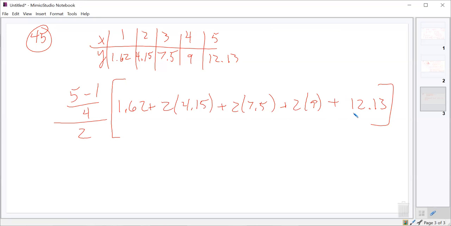And I don't know what that all comes out to be. It must come out to be 27.53, because that's what the book says the answer is. But you're allowed a calculator on that one. So good. Other questions?